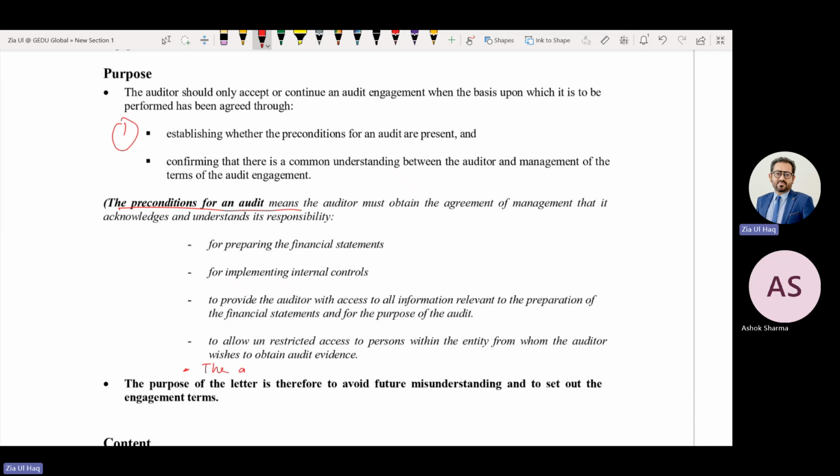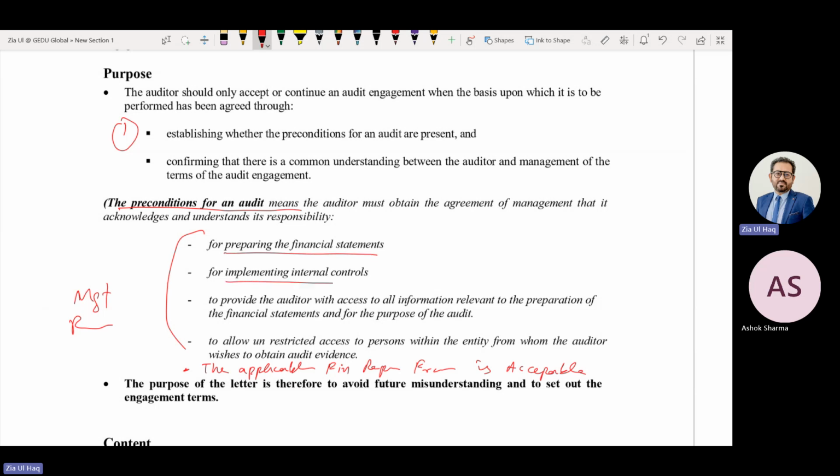The applicable financial reporting framework means the standard is acceptable. If not acceptable, we should discuss with management. And the remaining 4 are management responsibilities that we need to agree with management. To prepare financial statements is the responsibility of management.